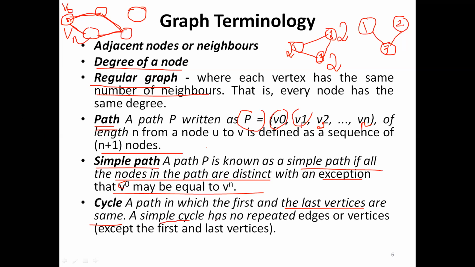And again, a simple cycle has no repeated edges. You have to note this point here. In case of a simple path, there are no repeated vertices. In case of a simple cycle, no repeated edges. I should not use the same edge to reach the destination, except the first and last vertices.